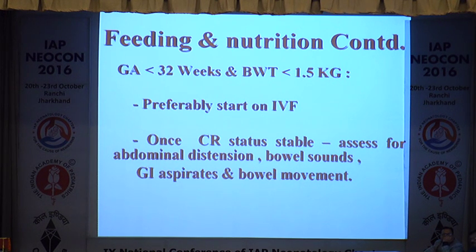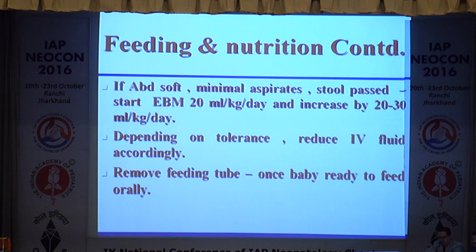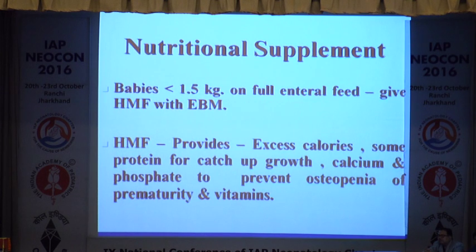So if the abdomen is soft, there is minimal aspirate, and the stool is passed, start EBM. It should be started, if you think that everything is okay, at 20 to 30 ml per kg per day from day 1, and subsequently we should increase by 20 to 30 ml per kg per day. That is the routine practice, and depending upon tolerance, we should reduce the IV dose and remove the feeding tube once the baby is ready to feed orally on the breast.